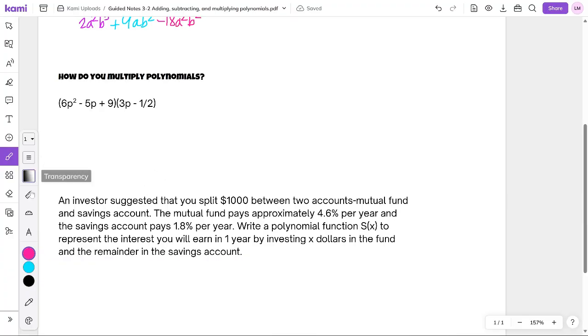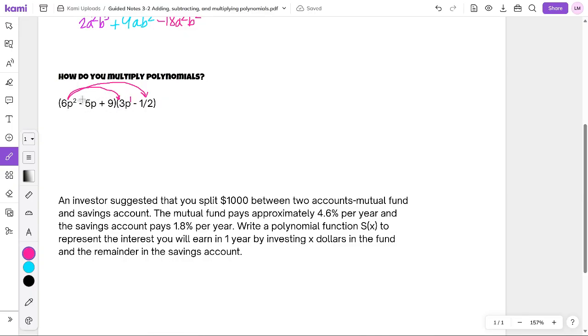All right, how do we multiply polynomials? When we multiply polynomials, we use the distributive property. So I have 3 terms multiplied by 2 terms. So I am going to multiply the 6p squared through that set of parentheses. When I multiply, I add my exponents that are alike. So if my bases are the same, if my letters are the same, I'm going to add my exponents.